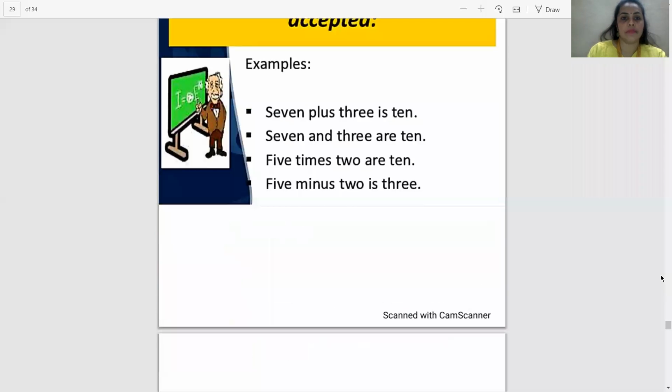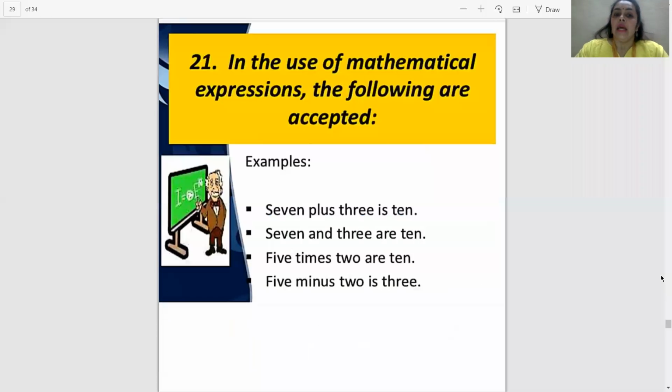Okay, children, this is the 21st rule. What does this 21st rule say? In the use of mathematical expressions, the following are accepted. What are the mathematical expressions then?